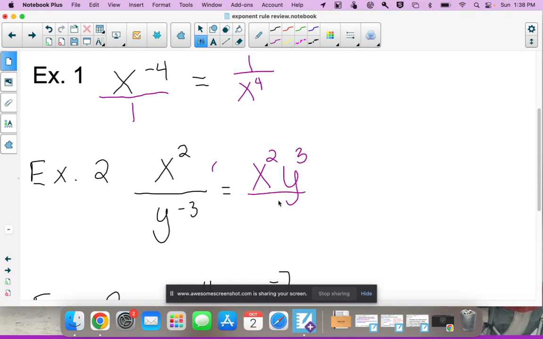So you could put this all over a 1 if you wanted to show those are both at the top of a fraction. Now, do you have to put the 1 there? No. If you don't see it as a fraction, it's automatically the numerator. Right? So that's what that's going to become. The y moves to the top of the fraction, and the 3 becomes positive.